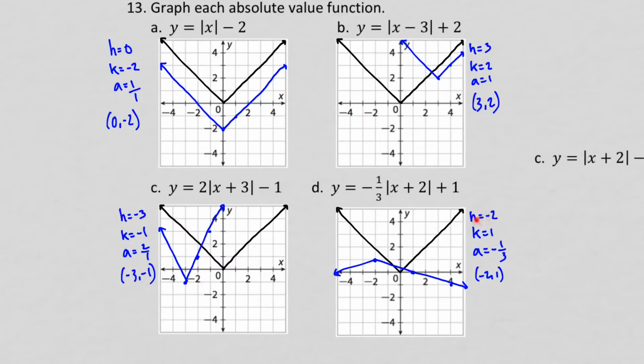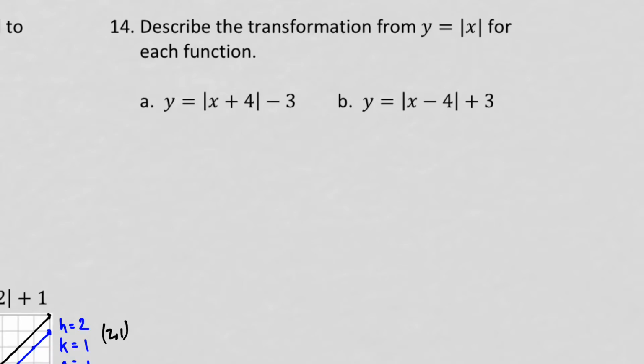And finally D, H is -2, K is +1, so the vertex is -2, 1 right here. And A is -1/3, that means go down 1 over 3, down 1 over 3 on the right side, and on the left side is the exact opposite. All right, let's move on to 14.